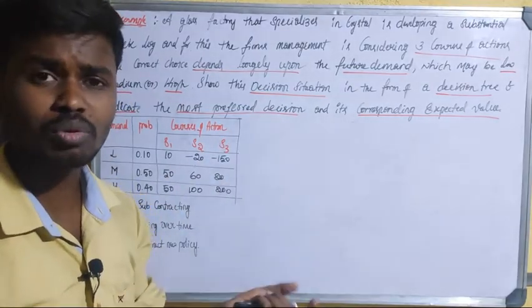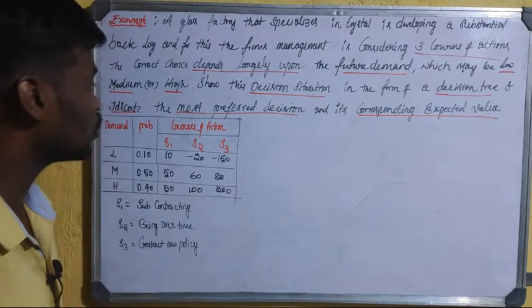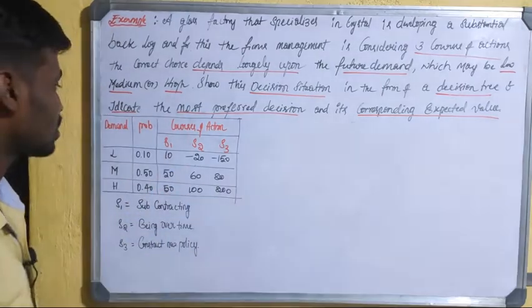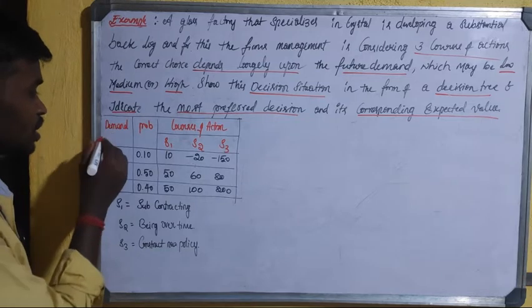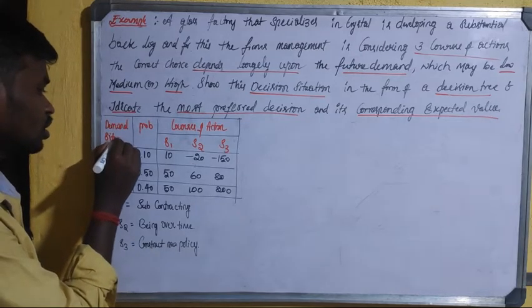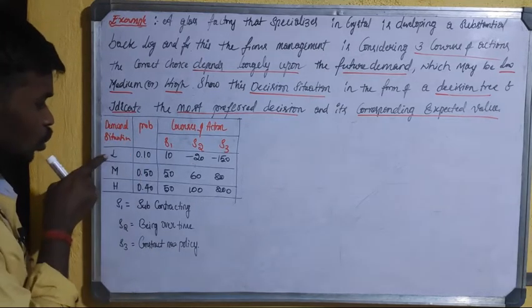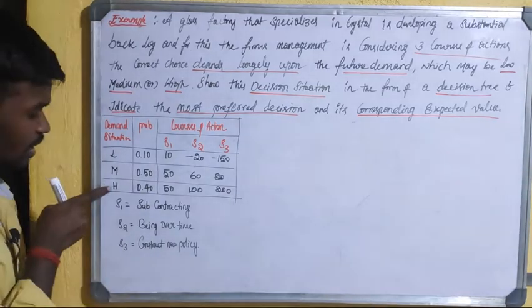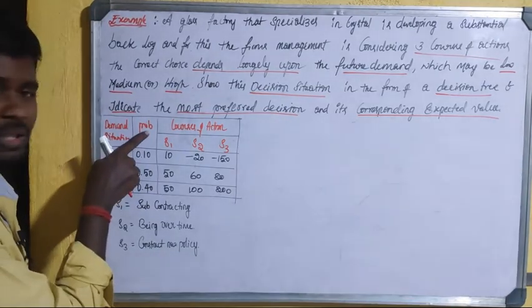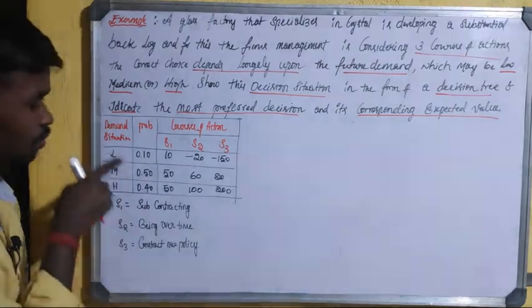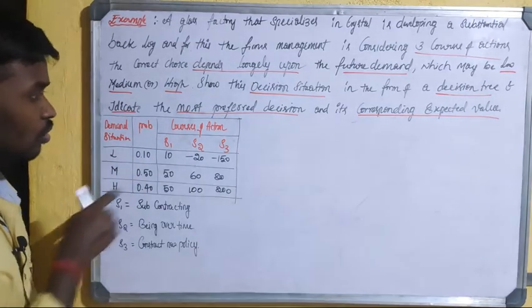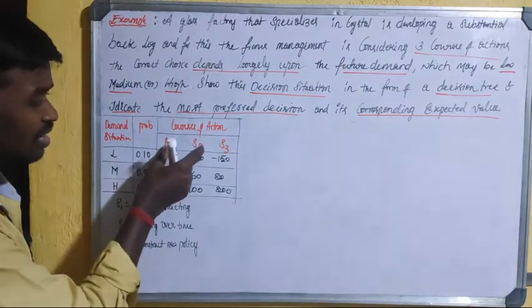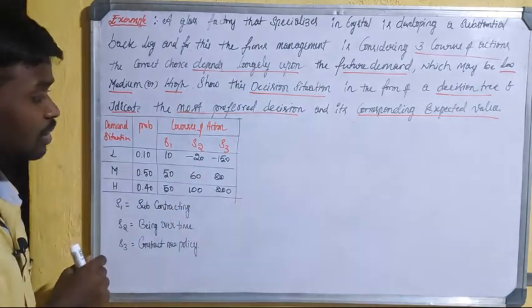So how to compute the corresponding expected value for this situation? There are various demand situations given: low demand, medium demand and high demand, and the probabilities of the various situations are 0.10, 0.50 and 0.40. Okay, so courses of action: these are the 3 alternatives available in this problem.